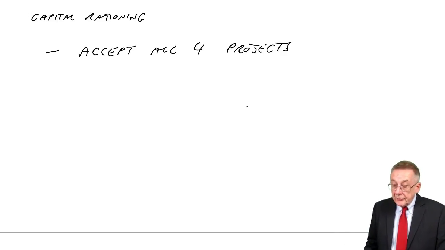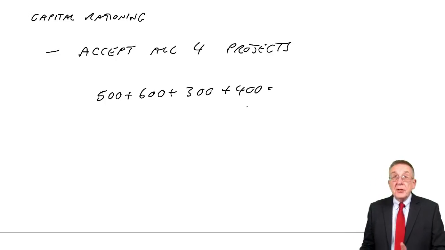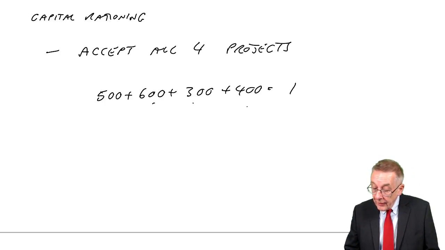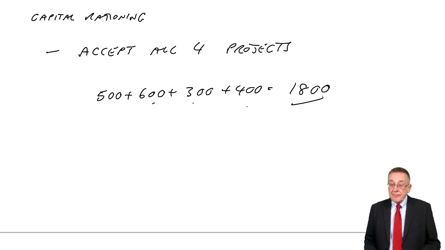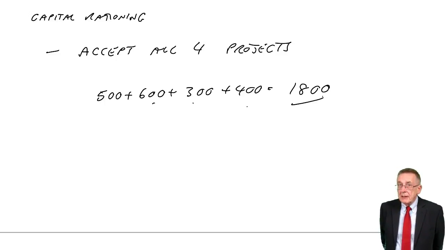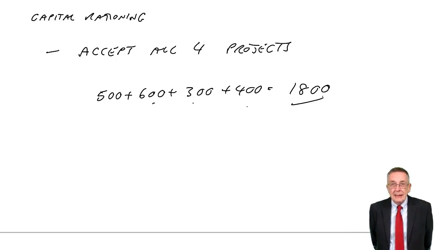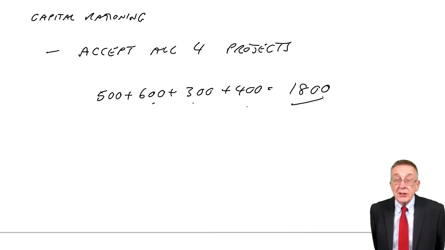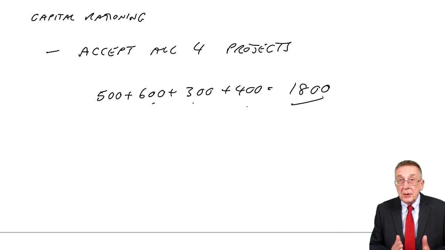except for the fact that to do all four, how much cash would we need? A would need 500, B we'd need another 600, C 300, D 400. So to do all four, we'd need to have capital available of 1,800. If we have enough capital available, we'll do all four. But the problem is, look at part B, capital is restricted. For some reason, we'll talk about why it might happen later, we've only got 1,600 available. We can't do all four because there isn't enough cash. That would need 1,800. So capital rationing is when there's a limit on the cash available.